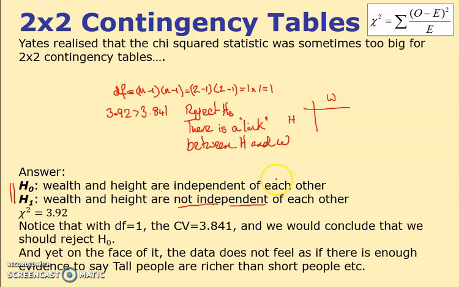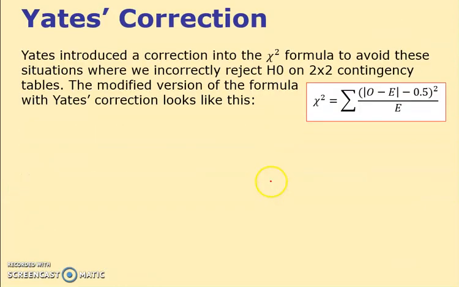And this, I suppose, is what Yates ended up concluding. On the face of it, the data does not feel strong enough to say there's a link. It's more likely for us to really be wanting to say there doesn't seem to be enough evidence to support this idea that they are not independent. So Yates's correction, what do you do? Well, you'll notice he basically introduced this extra value of 0.5. And when you do your O minus E calculation, you end up doing a subtraction.